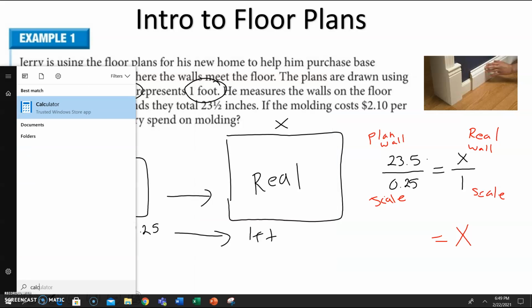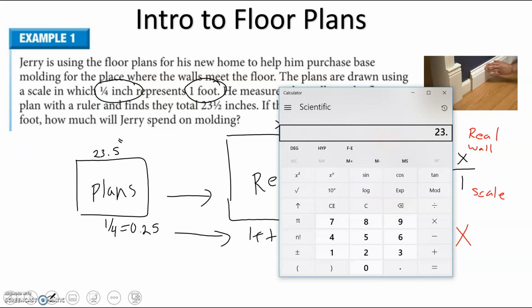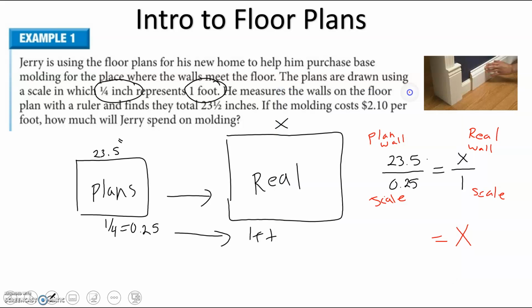So let's use our calculator. 23.5 divided by 0.25. We get 94. Now remember, this is in feet because the real one is in feet. So 94 feet. We know then that the actual wall is 94 feet in length.